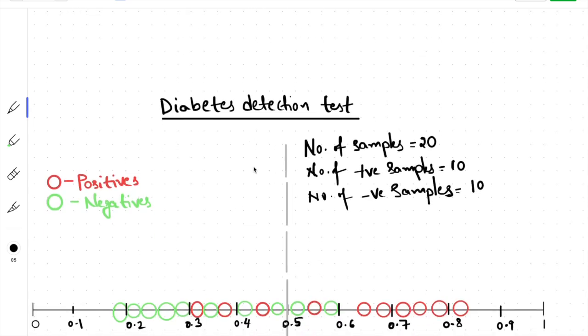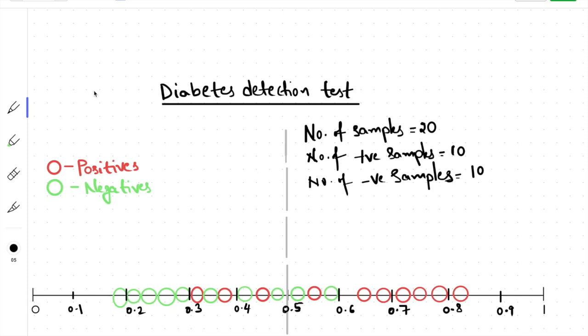Here I have created an illustration showing a diabetes detection test, and the green circles on this line represent the negative values and the red circles represent the actual positives, and the line represents probability from 0 to 1, and each data point falls on this line where the probability of the logistic regression output for this particular sample represents.